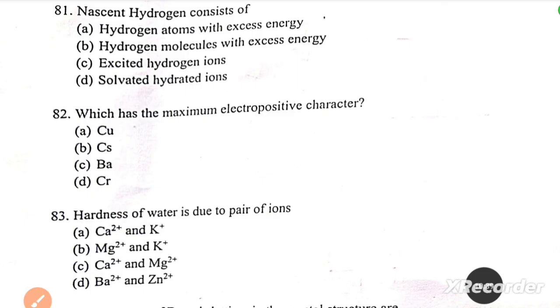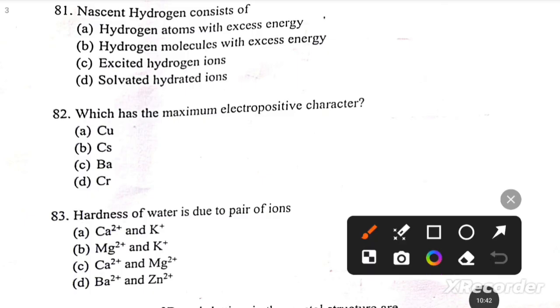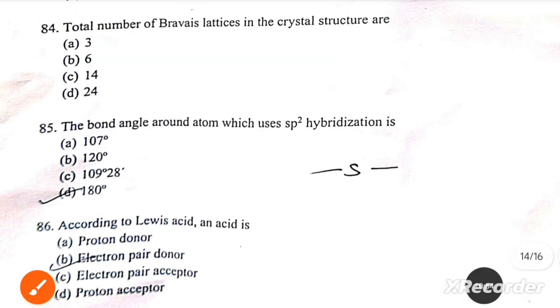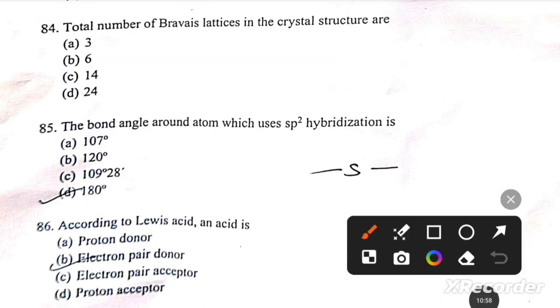Nascent hydrogen consists of hydrogen atoms with excess energy. Which has the maximum electropositive character? Cs. Hardness of water is due to the pair of ions Ca2+ and Mg2+. Total number of Bravais lattices in the crystal structure are 14. The bond angle around the atom which uses sp2 hybridization is 120 degrees. According to Lewis, an acid is an electron pair acceptor.